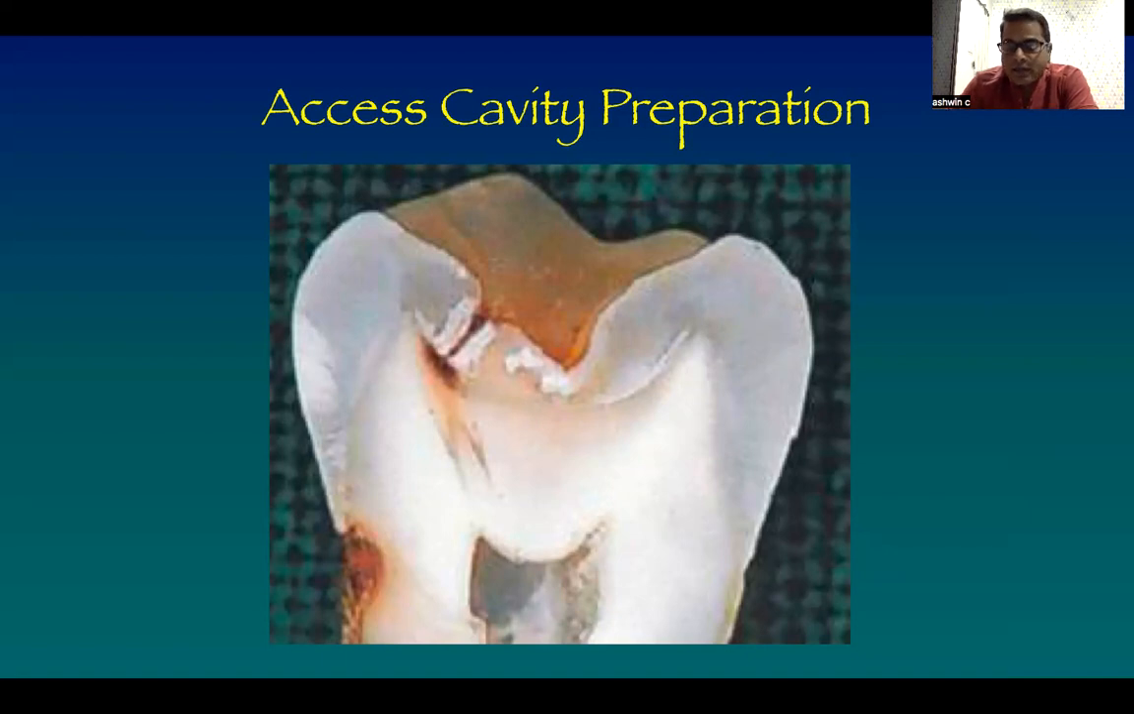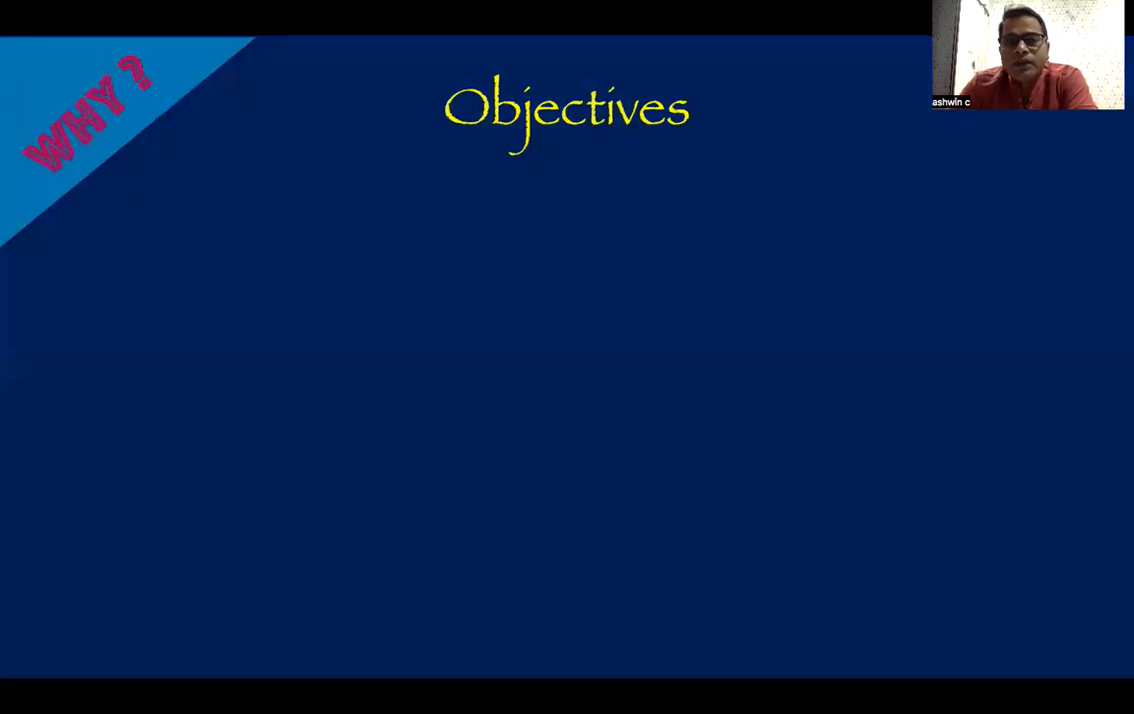So what is the access cavity preparation, or what are the objectives of it? Objective means why I am doing access preparation in the first place, or why I am giving a particular shape to a particular access. Why is the access in the upper central incisor triangular, and why does the mandibular molar have a trapezoidal access? So I am going to find out why.